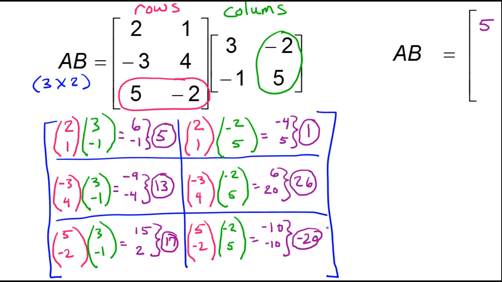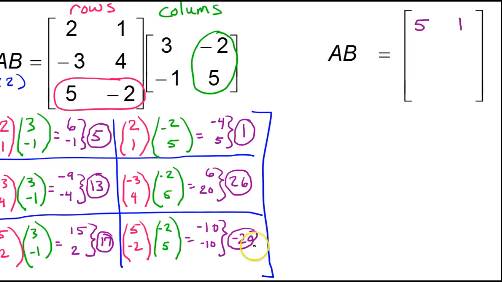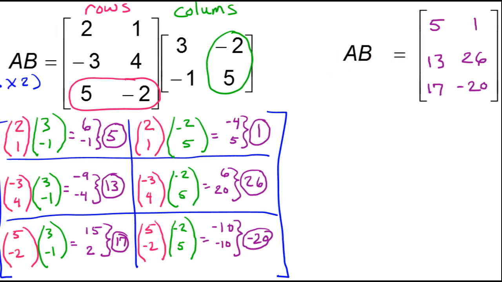All right, see how quick this is? And now we have our final answer. So I have 13 and 26 and 17 and negative 20. And that's it. That's how you multiply matrix A times matrix B.